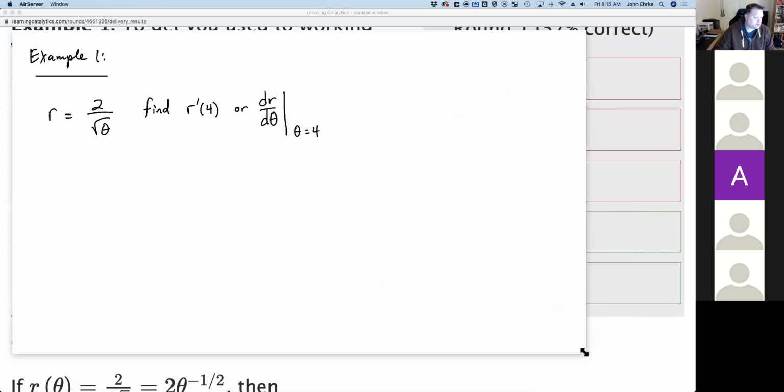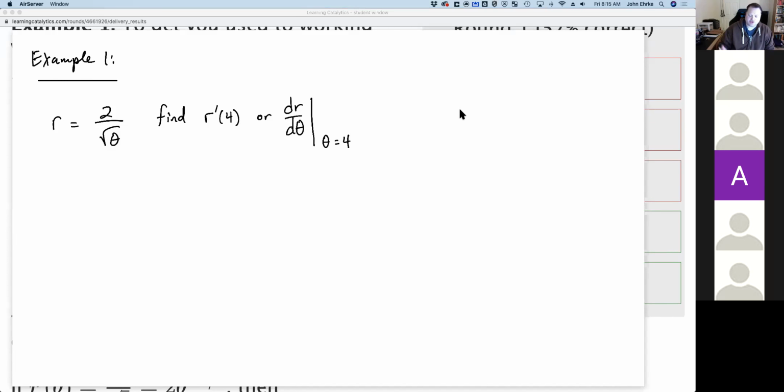So on this particular problem, this is a notational thing. I'm just making sure that we understand the notation of finding the derivative at a point. So suppose that your function is r equals 2 over square root theta. The notation r prime of 4 and dr/d theta at theta equal to 4 are the same things. This is the Newton notation and the Leibniz notation. It basically says take the derivative of this function, and then after you've taken the derivative, set theta equal to 4 to find the specific value. So we would be finding a slope at 4 for this function.